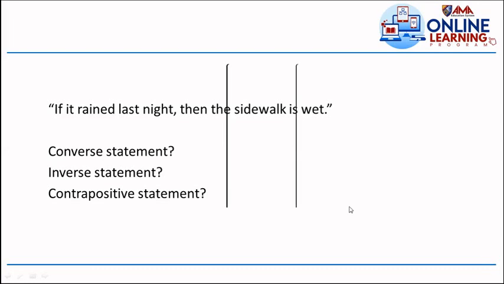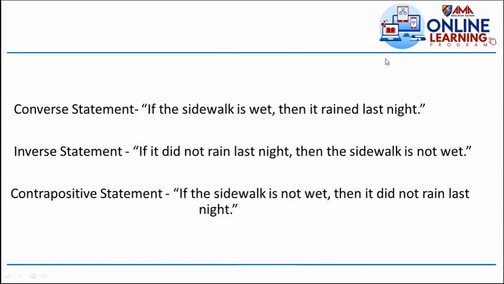Okay, check natin. Sabi dito, converse. If the sidewalk is wet, then it rained last night. If the sidewalk is not wet, then it does not rain. Okay. Tapos yung isa, if the sidewalk does not get wet, then it does not rain last night. Okay? So, check po natin. These are our answers, no? Converse statement, if the sidewalk is wet, then it rained last night. So, tama yung converse pa natin.